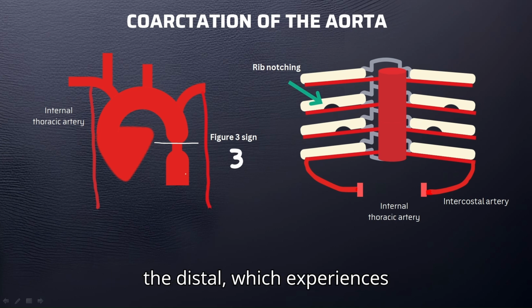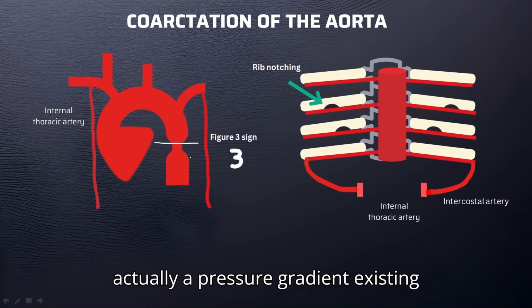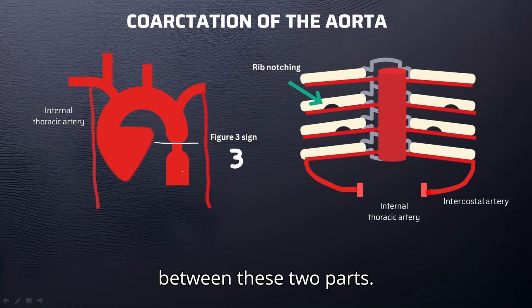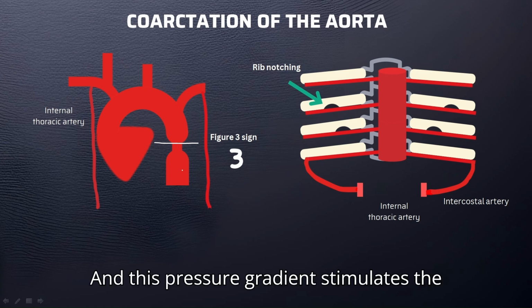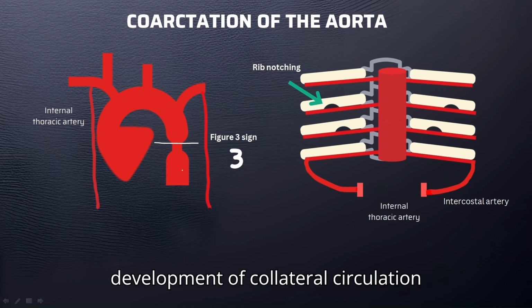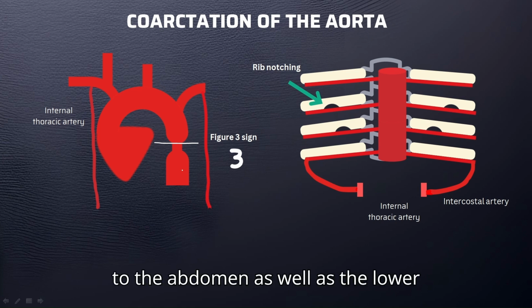So once again, in coarctation, we said that there is a proximal section that experiences hypertension, and the distal section, which experiences low blood pressures. So there is actually a pressure gradient existing between these two parts. And this pressure gradient stimulates the development of collateral circulation to the abdomen as well as the lower extremities.